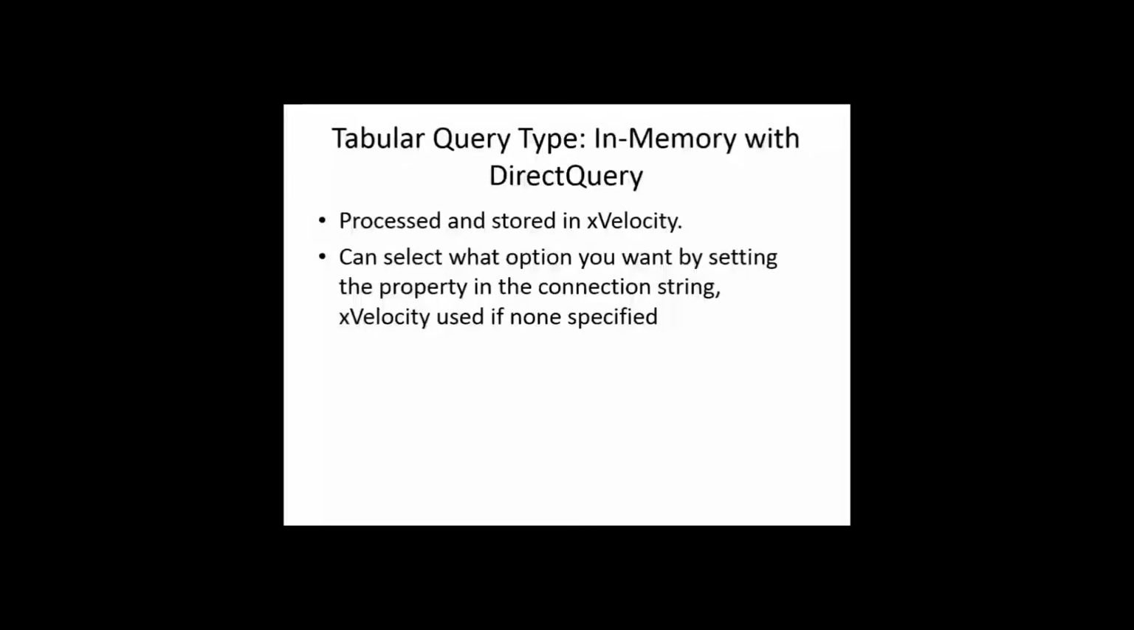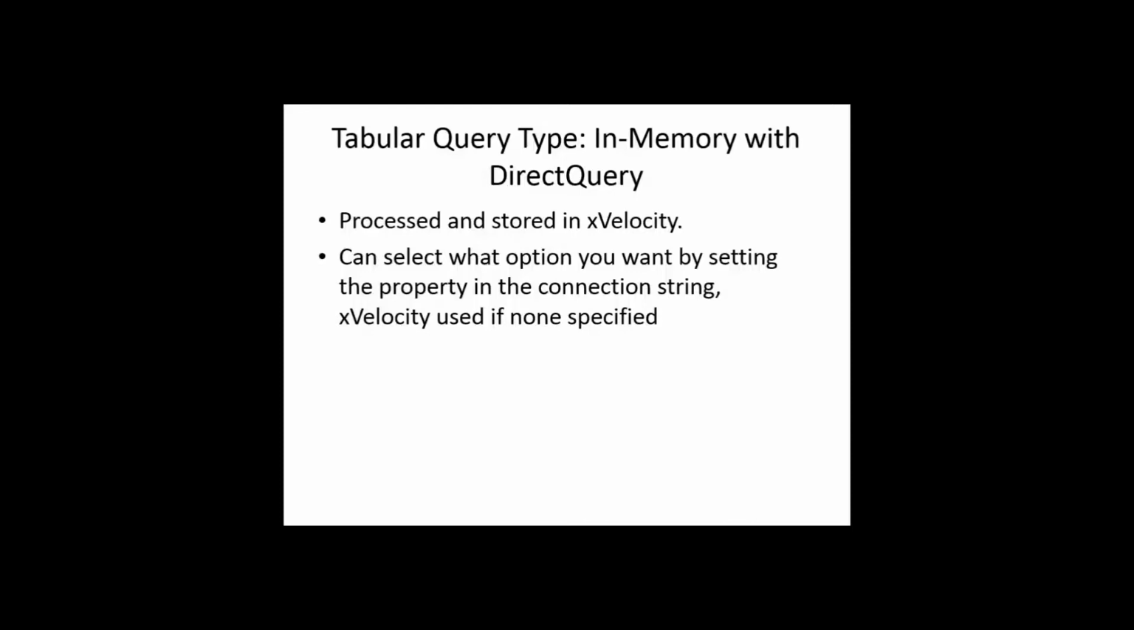So my last one here is in memory with direct query. It's still a hybrid mode, so just like the last type, I have direct query and in memory, but instead of using direct query as the default, I'm going to use in memory as my default. So I'm going to process and store things in xVelocity, so it's going to be in memory, and I can select what option I want by setting the property in the connection string.